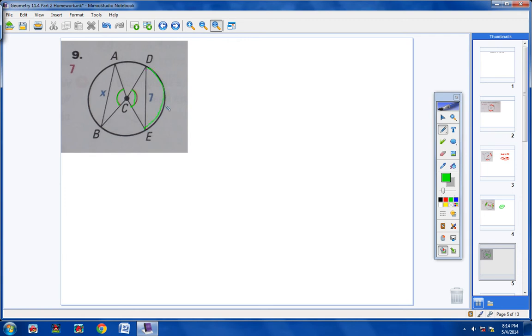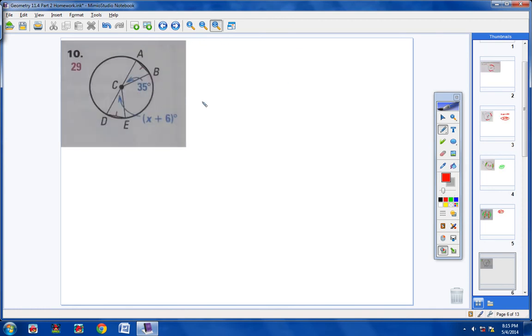So arc DE gets 1 mark, arc AB gets 1 mark, and then again, students, what have we learned? When two arcs are congruent, then their corresponding chords are congruent. So you have chord AB and chord DE. And that means chord AB is congruent to chord DE, so x equals 7. So x has to equal 7. Okay, moving on to number 10.